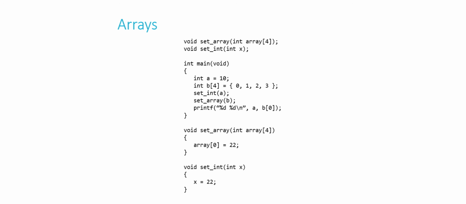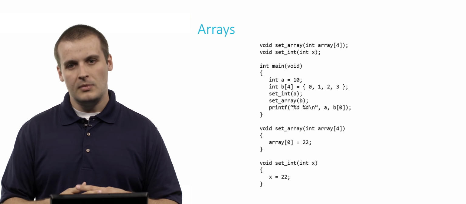In main, we have a couple of lines of code. We declare an integer variable called a and assign it the value 10. We declare an array of 4 integers called b and assign the elements 0, 1, 2, and 3 respectively. Then we have a call to setInt and a call to setArray. The definitions of setArray and setInt are down below at the bottom. And so again, I ask you the question, what gets printed out here at the end of main? There's a printf call. I'm printing out 2 integers. I'm printing out the contents of a and the contents of b square bracket 0. Pause the video here and take a minute. Can you figure out what this function will print at the end?